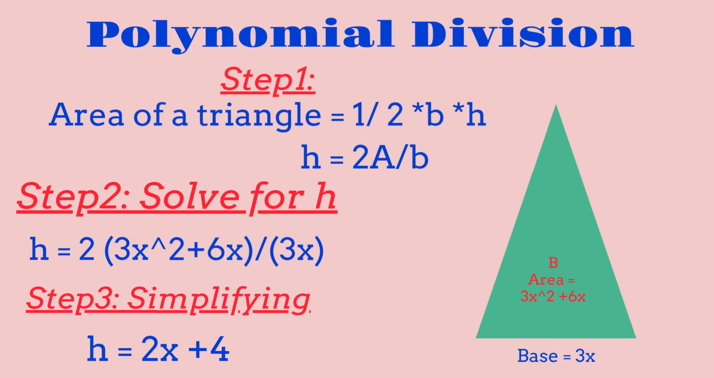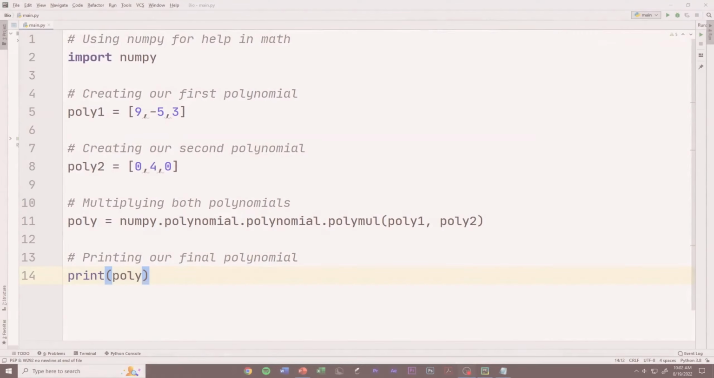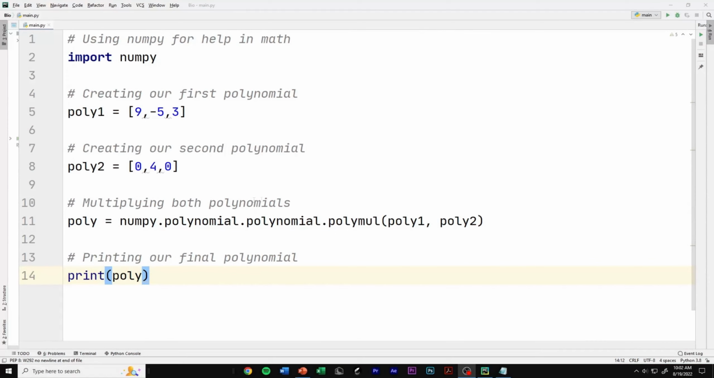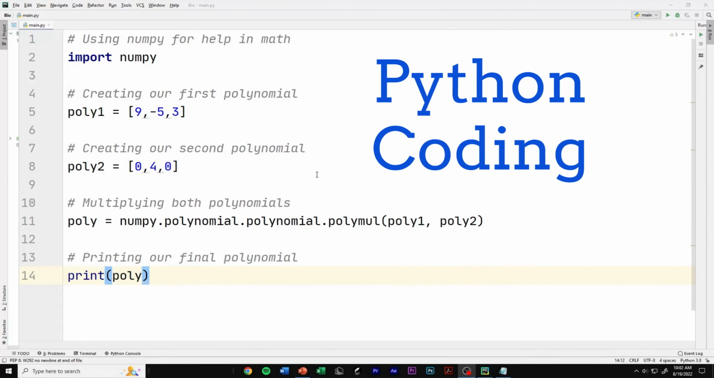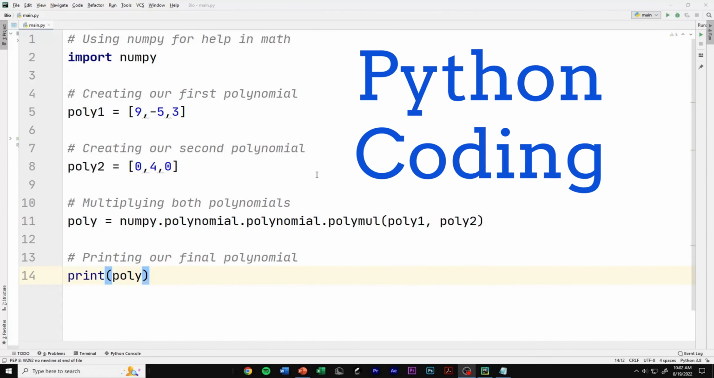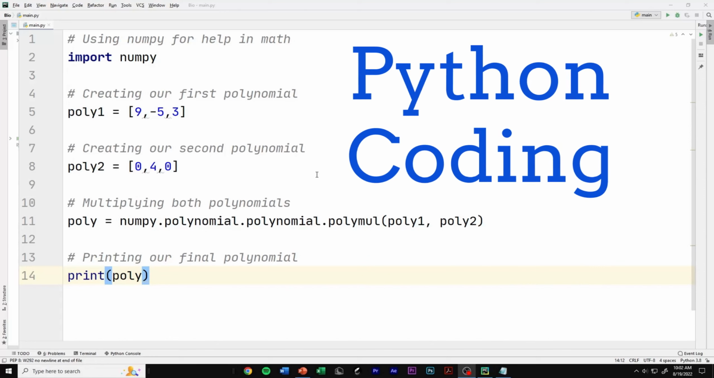And now we're going to be moving on with our Python code. For our Python code today, I have 4 things that we're going to be doing. We're first going to be solving the same problems for multiplying and dividing polynomials from the beginning of this video, and then we're also going to be plotting the curve on a graph for both of the polynomials.